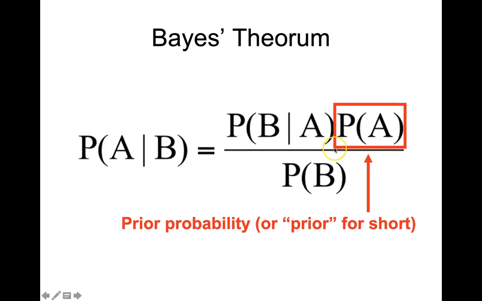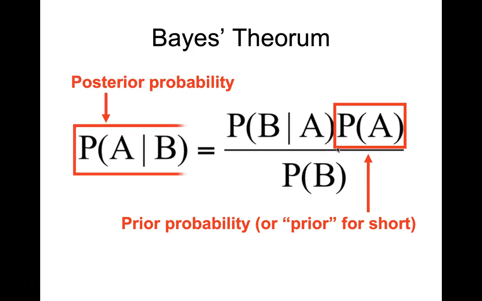In Bayes' theorem, this number here is called the prior probability. This was the percentage of the population that has COVID-19 at any given point. Posterior probability is what we are solving for. The posterior probability is the hypothesis that you think is correct.